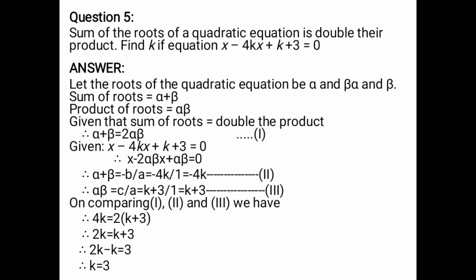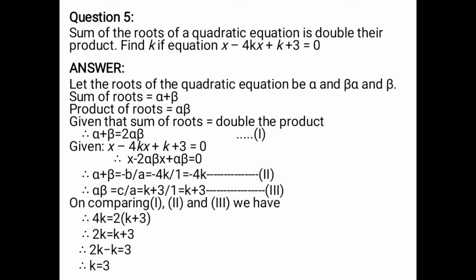Given x square minus 4kx plus k plus 3 is equal to 0. Then alpha plus beta is minus b by a, which is minus 4k divided by 1, is equal to minus 4k. Alpha into beta is c by a, which is k plus 3 divided by 1, is equal to k plus 3. Then comparing equations 1, 2 and 3 we have, therefore, minus 4k is equal to 2 into (k plus 3).